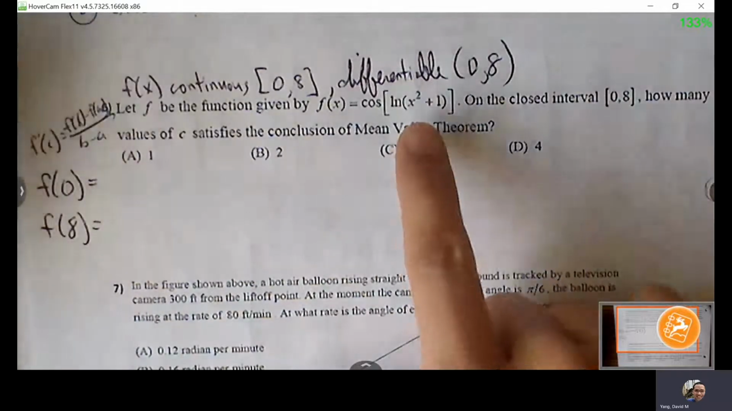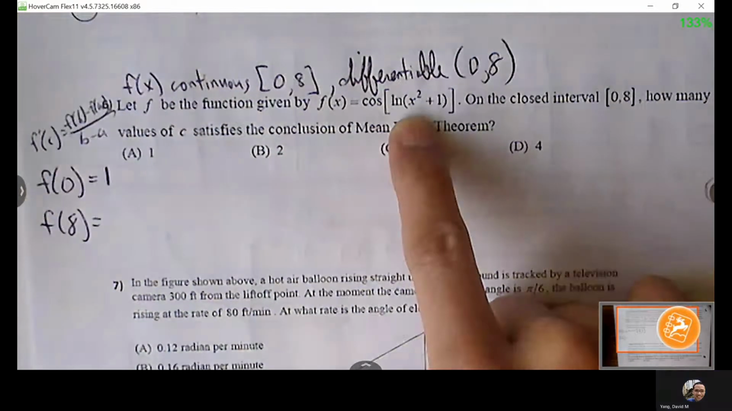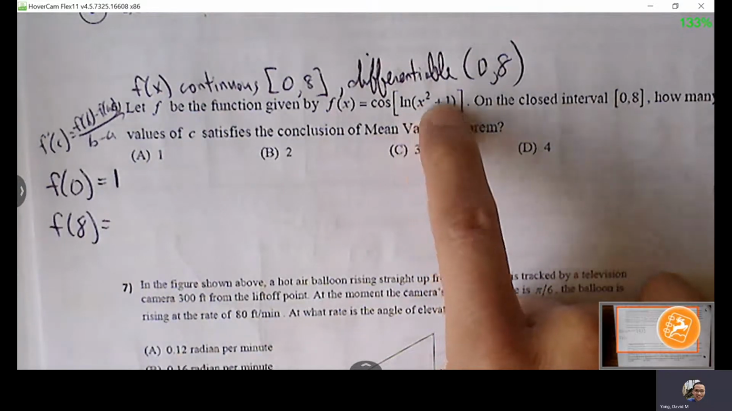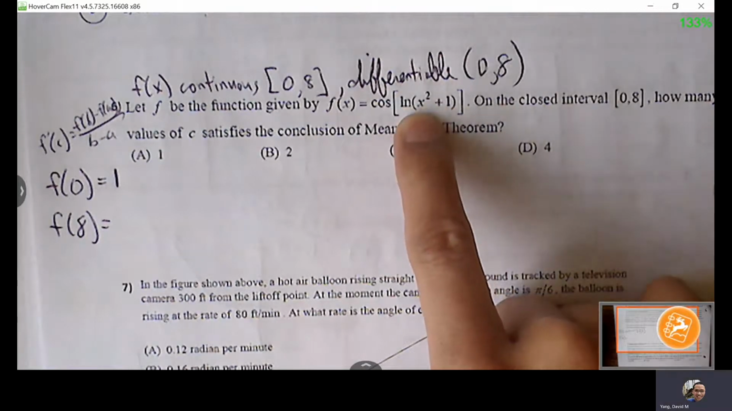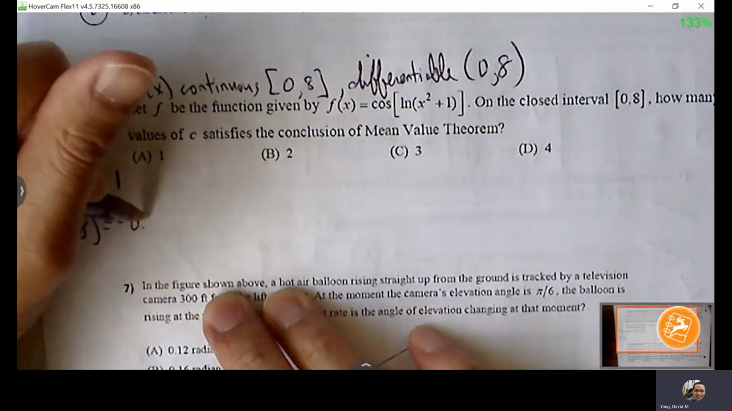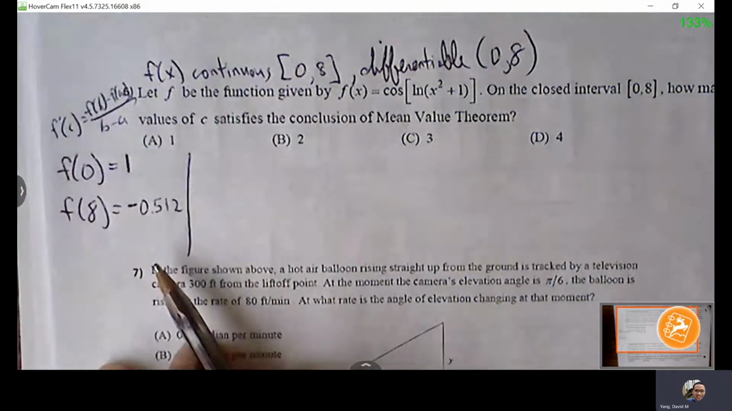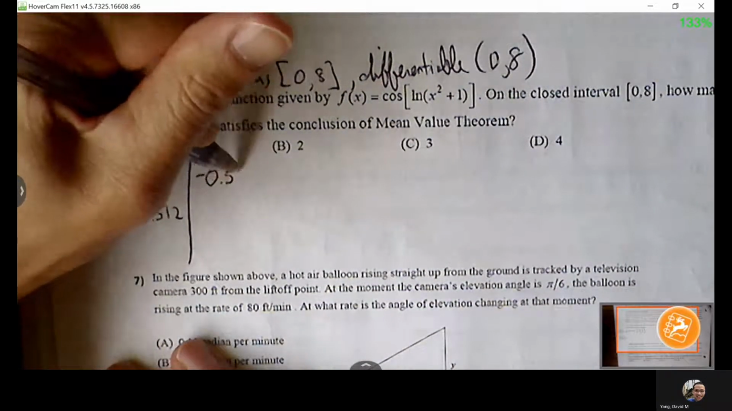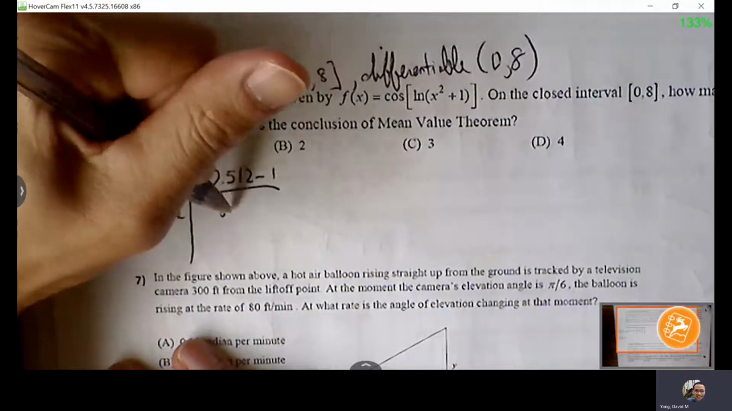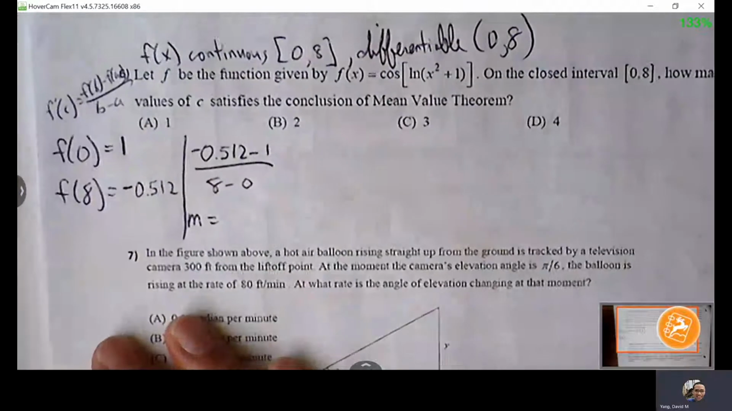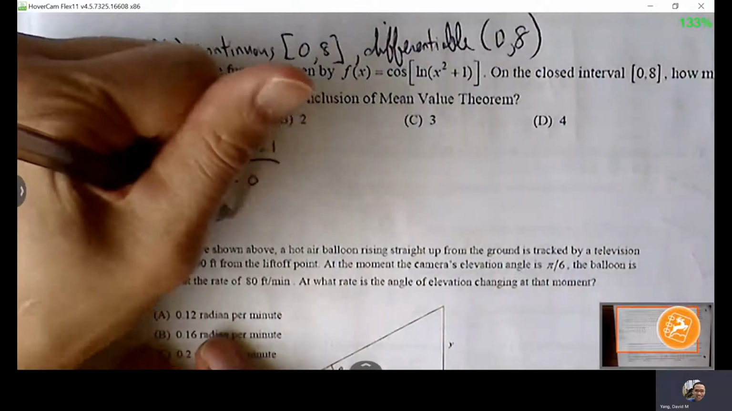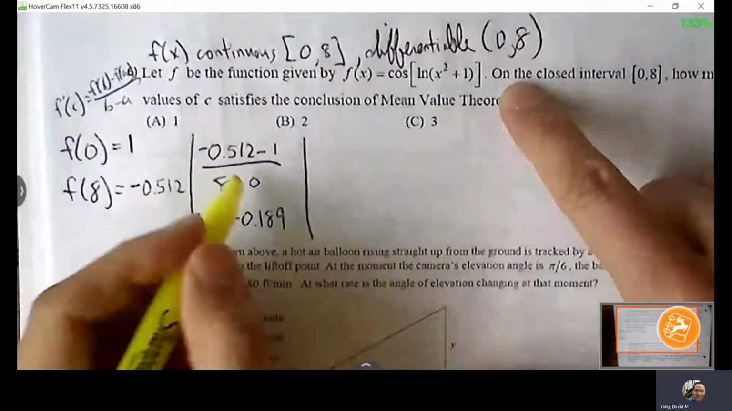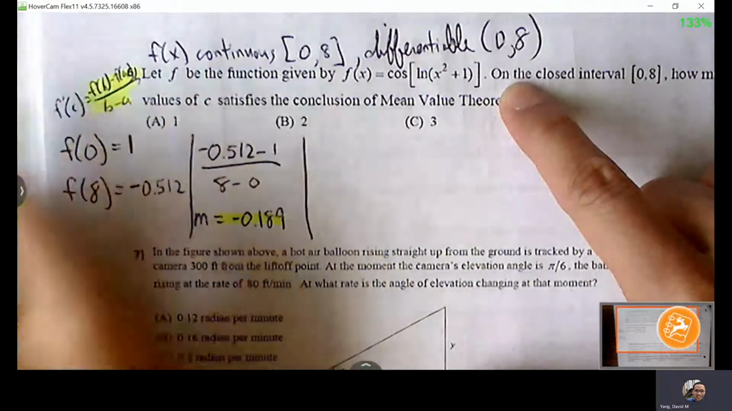Okay, so f of 0, insert into the original function. I get 1. Plug 8 into the function. Natural log of 8 squared plus 1 with cosine in front. That'll just give us a decimal value, so negative 0.512. Okay, we're going to take the time to find the slope. So change in y over change in x. And that slope ends up being negative 0.189. Okay, so this is what we have.